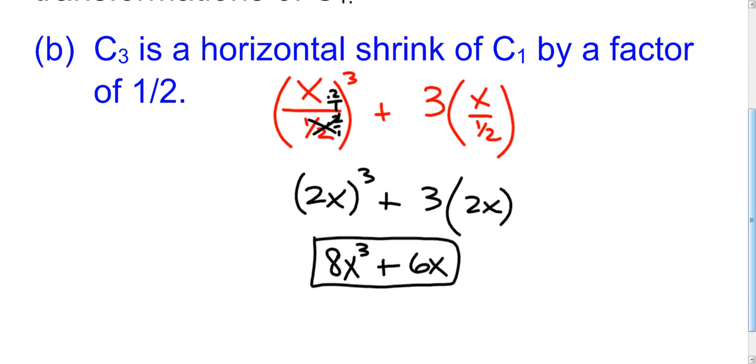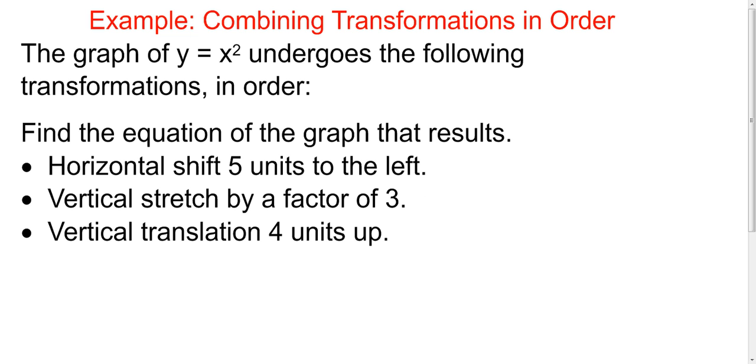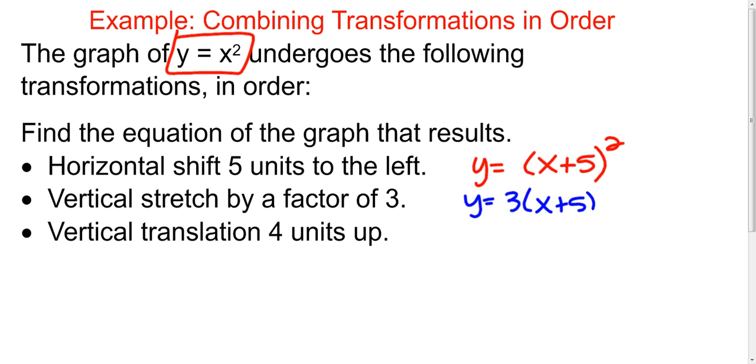Then we're going to do a couple more where we put some of these results together. I am starting with a basic function, y equals x squared, and I'm going to do some things to it and see what happens to my function. First, I'm going to shift it to the left 5 units. When I shift it to the left, I need a plus 5 added on inside the parentheses. Then I'm going to vertically stretch it by a factor of 3. That means I need to put a 3 in front of the whole equation.